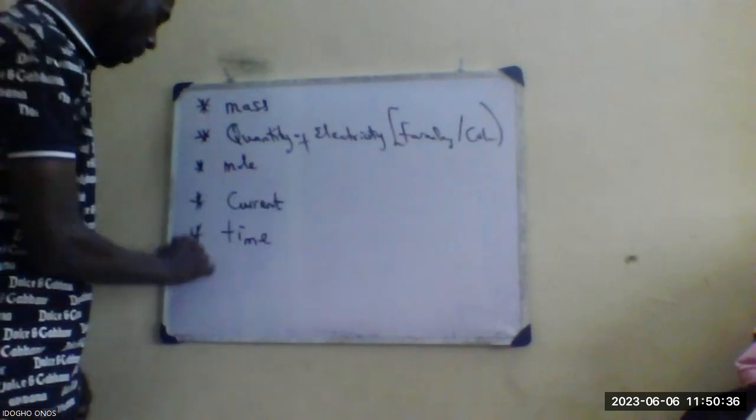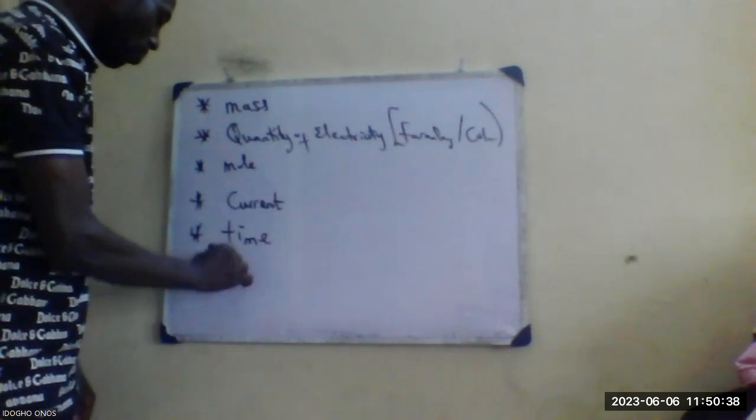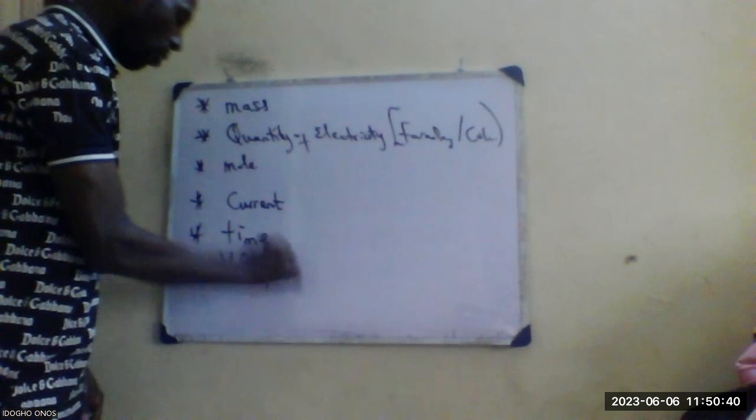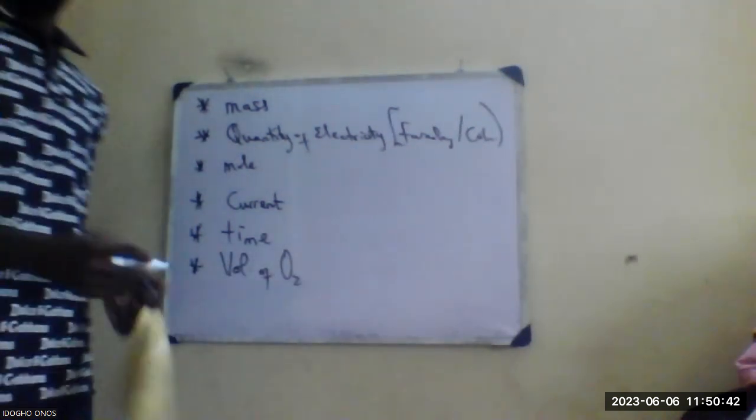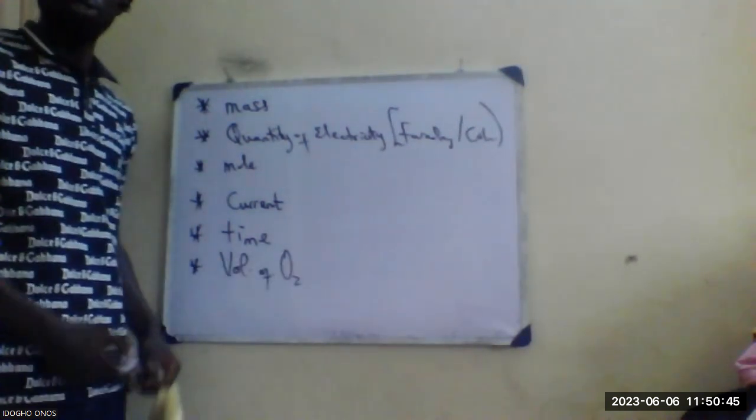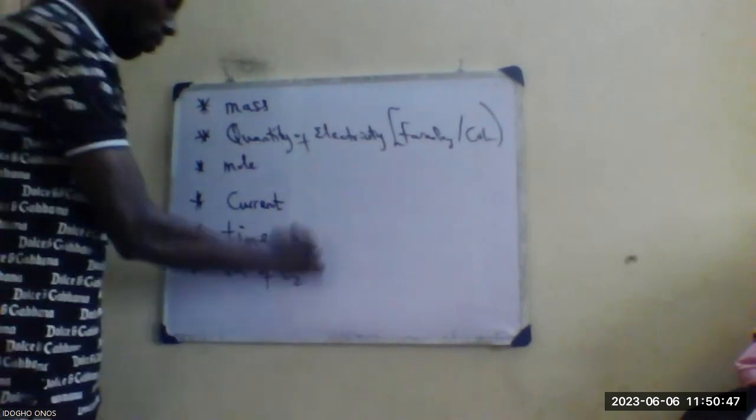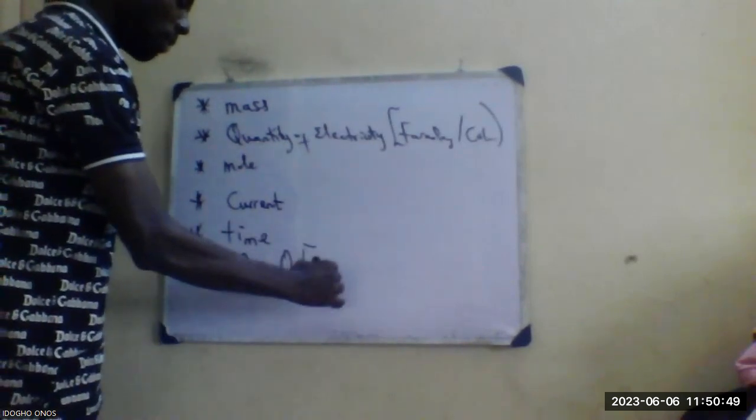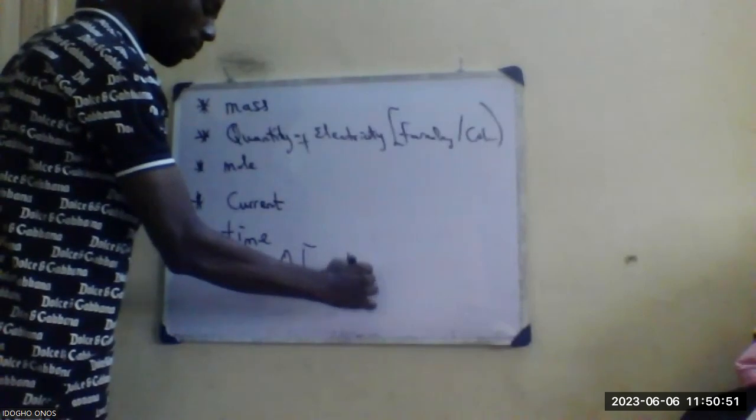Then one more thing again. They could be asked to calculate the volume of oxygen. This volume of oxygen will either be in cm cube or in dm cube.